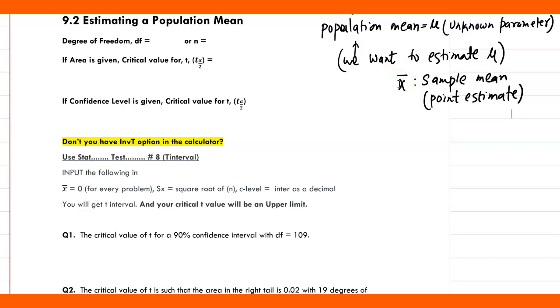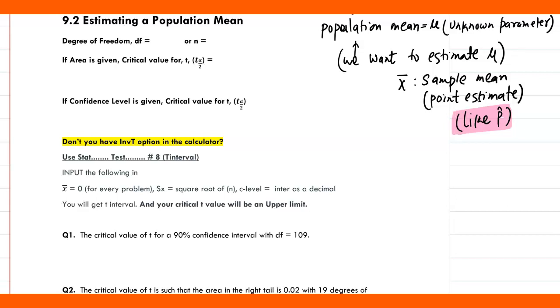Why is it called a point estimate? Because we want to estimate mu with the help of x bar, which is the sample mean. Therefore, we call x bar a point estimate. It's like p-hat. If you look at the previous section, p-hat is also called a point estimate because we estimate p with the help of p-hat.